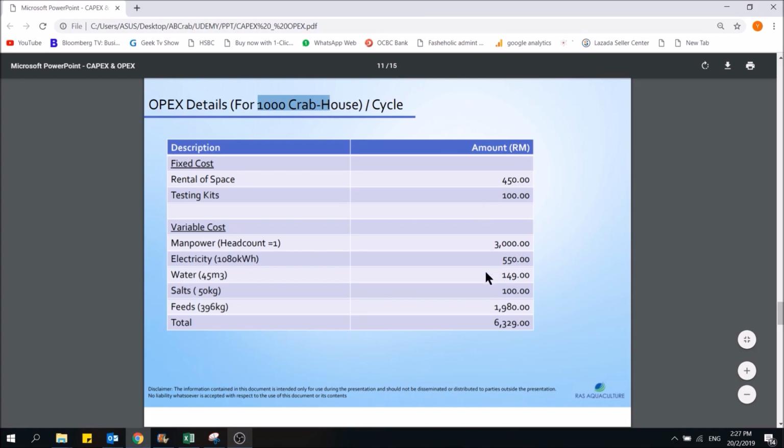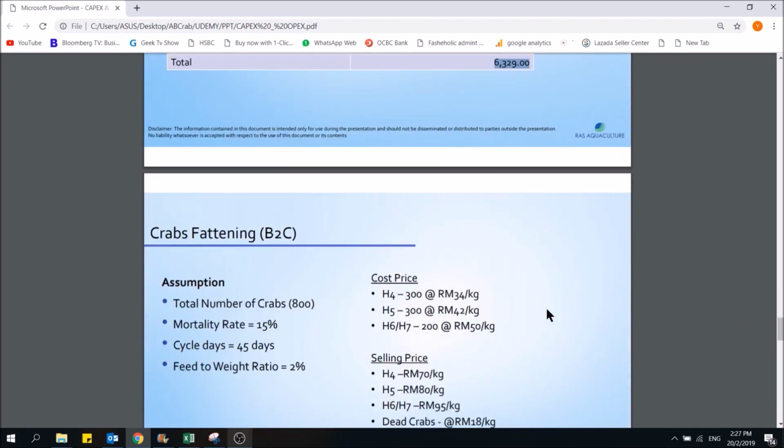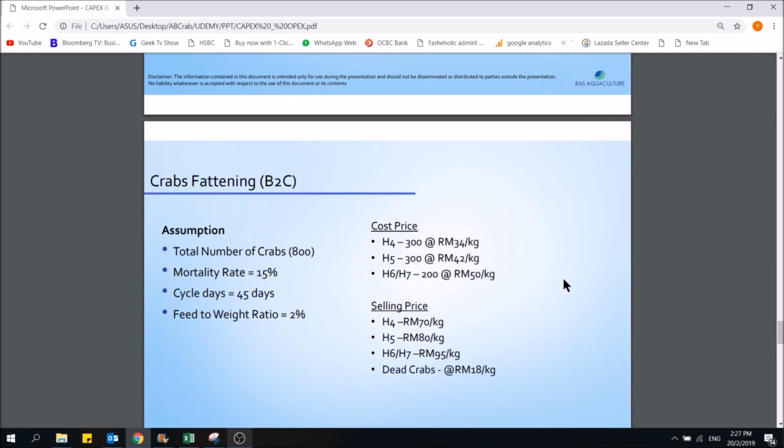But what if I change my price slightly higher? Instead of 72, I'll be selling them at 80 ringgit per kilo. So this is what we call a B2C market. One of the most beneficial points of having a RAS system which you can use for urban farming is that you are already closer to the consumer and you could just retail directly to the end consumer, in which they will buy crabs and cook it in their house, or even buy crabs to bring it to the restaurants.